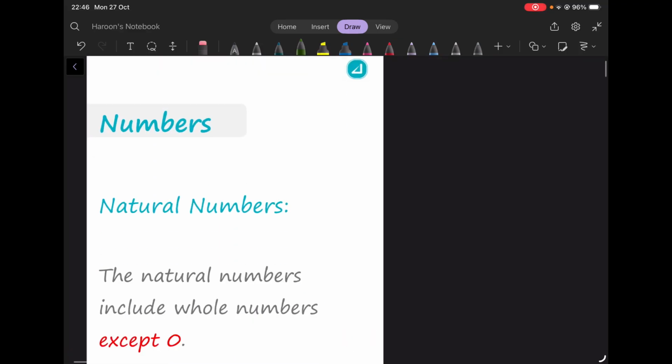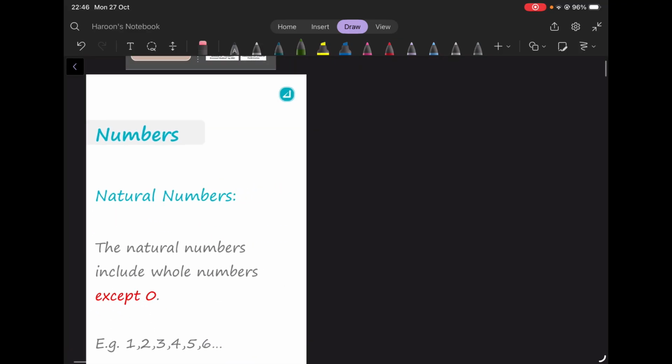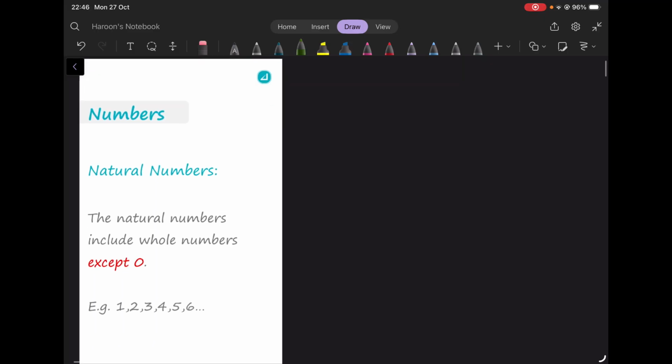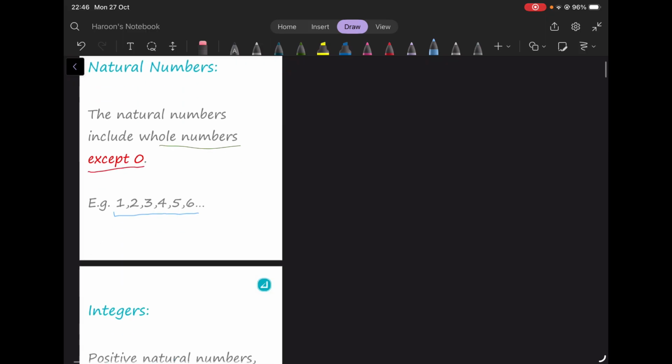Okay. Now, first of all, numbers. So we have natural numbers. By natural numbers, basically these would be your whole numbers, but this would not include zero. So these would be your whole numbers apart from zero. So 1, 2, 3, 4, 5, 6, 7, 8, 9, 10, whole numbers basically. So you can't have, for example, 1.5. So you'll have whole numbers only. We can have negative natural numbers as well, but for our syllabus, we'll have positive natural numbers. And zero is not included in natural numbers.